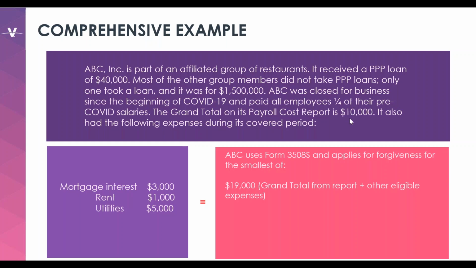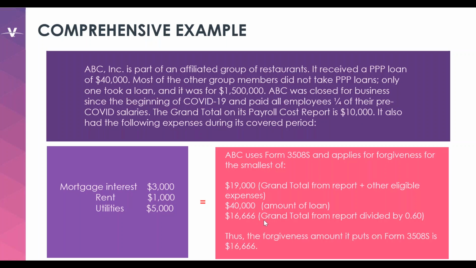$19,000, what's that? That's the payroll plus the other expenses. Grand total from the report plus the other eligible expenses. Or the smallest of that, or $40,000, because they can't apply for forgiveness for more than the amount of their loan. And they also need to be applying their 60% rule. So if they take their $10,000 from the payroll cost report divided by 0.60, they only get up to $16,666. So unfortunately, they are not able to apply for the full $19,000 in forgiveness. The forgiveness amount that ABC must put on its 3508S is $16,666.